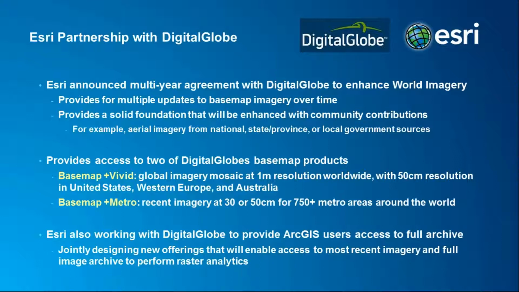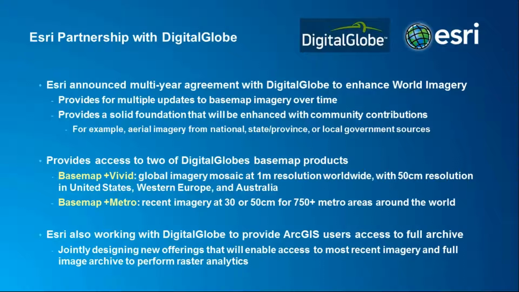Through this partnership with DigitalGlobe, Esri will have access to 2 products, which Vicki will talk about here in a minute. One is Basemap plus Vivid. This is a global imagery mosaic at 1 meter resolution worldwide with 50 centimeter resolution imagery in the United States, Western Europe, and Australia. In addition to that, we've also licensed several hundred cities from another product called Basemap plus Metro. Basemap plus Metro provides even more recent imagery at 30 or 50 centimeter resolution for metropolitan areas around the world. And Esri has licensed 750 of those to start.